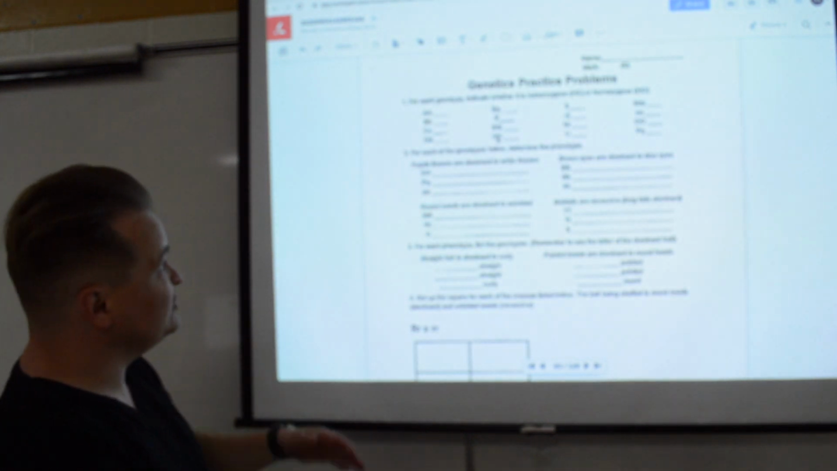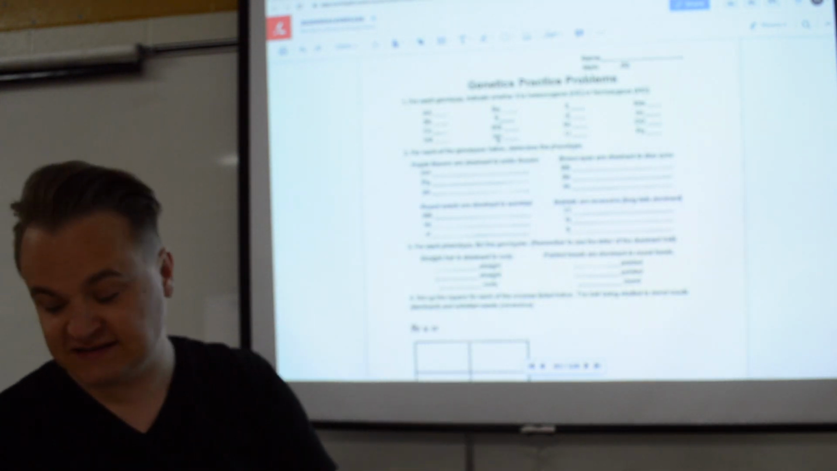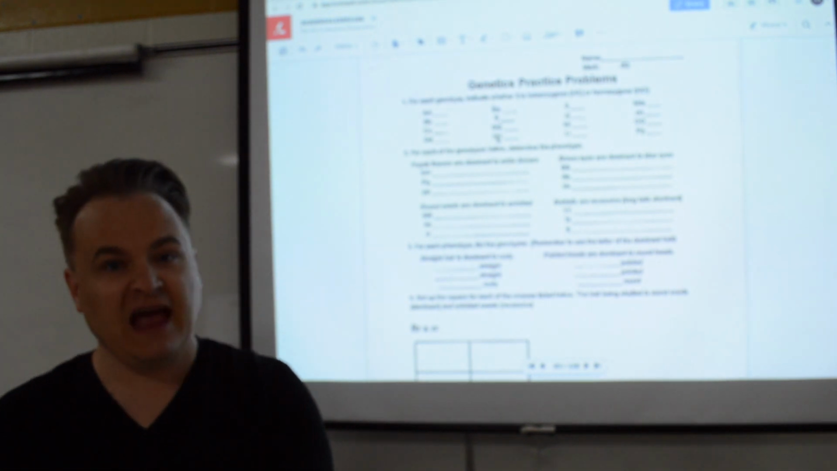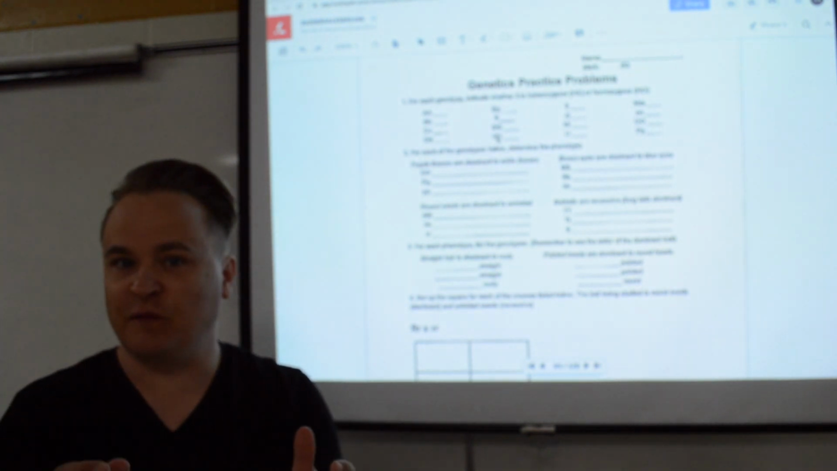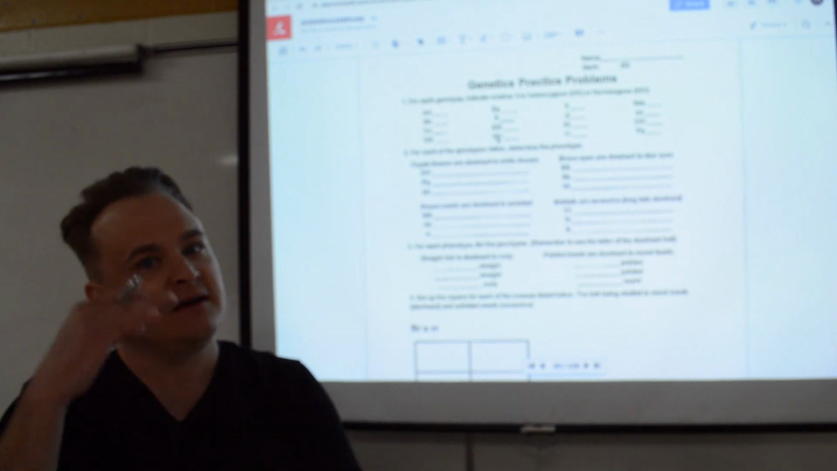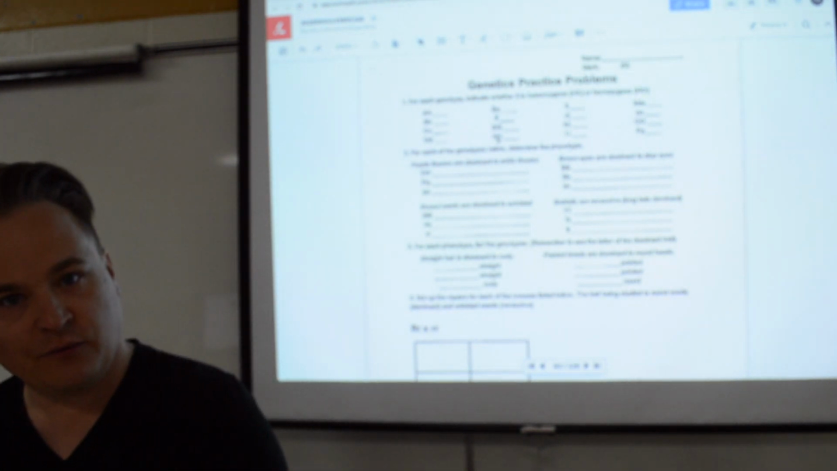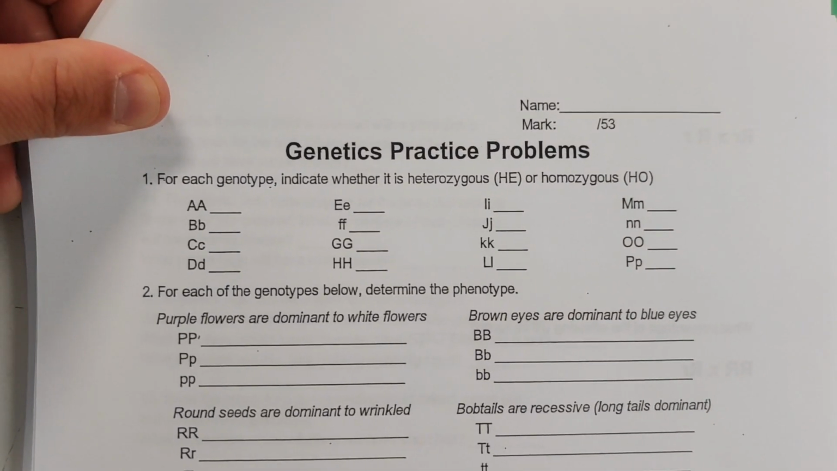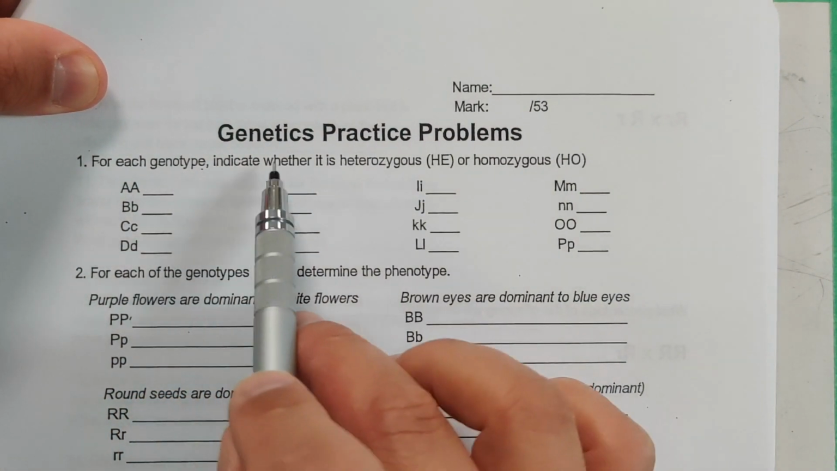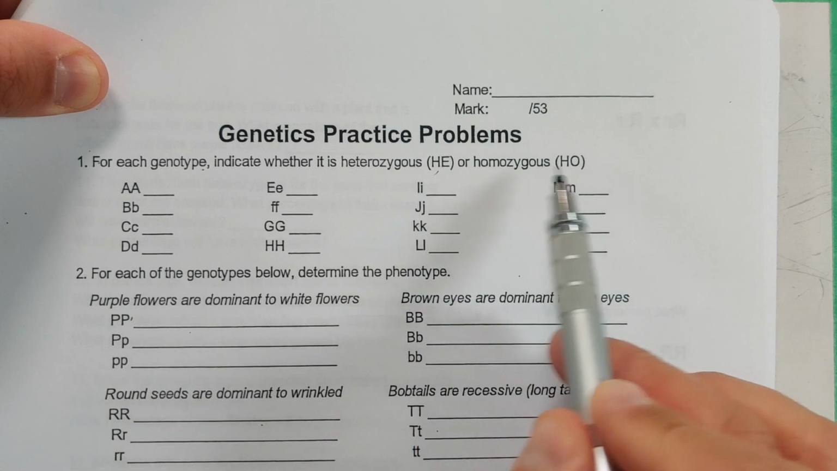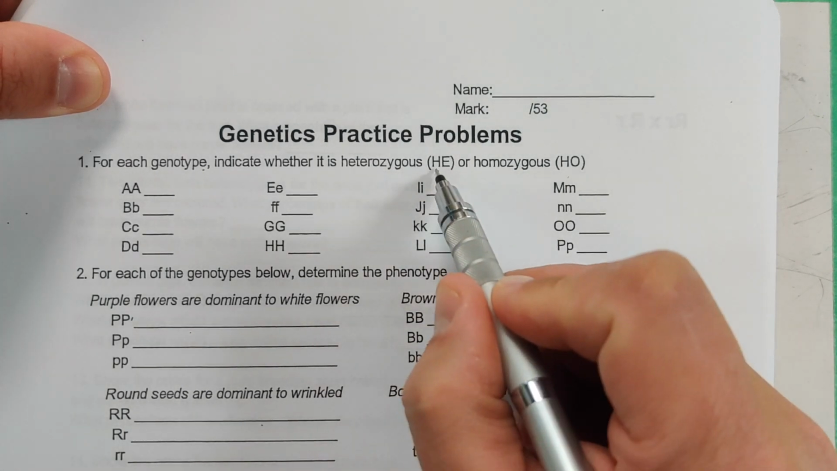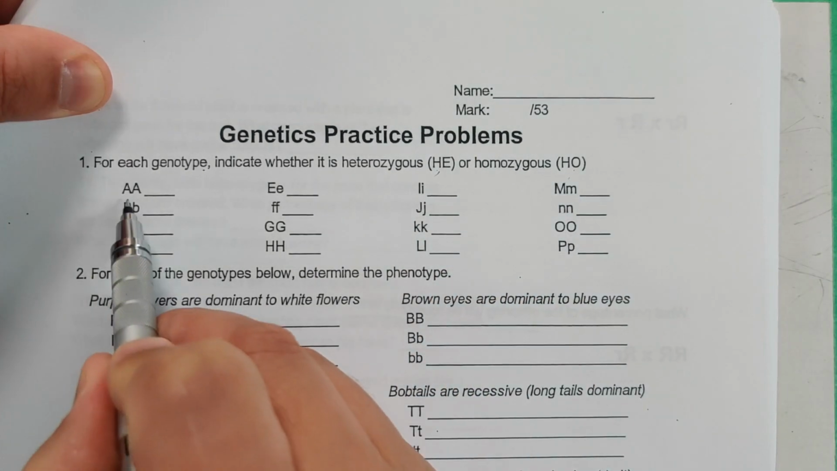So what I want to do before I let you just go away on this is I'm going to kind of flip through this and do a couple of the questions for you just randomly throughout the booklet to kind of get you comfortable. So let's just go down here now and we'll take a look. So for each genotype, indicate whether it's heterozygous or homozygous. So that means, is it different or the same?